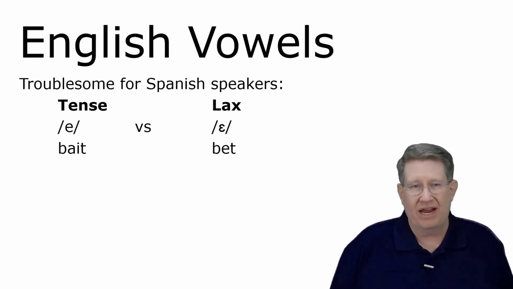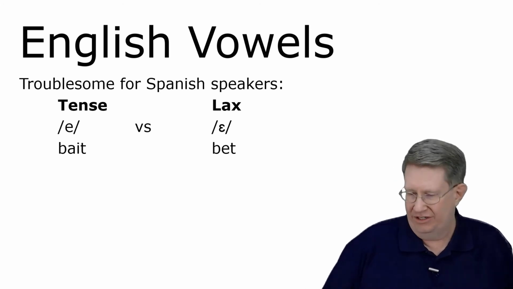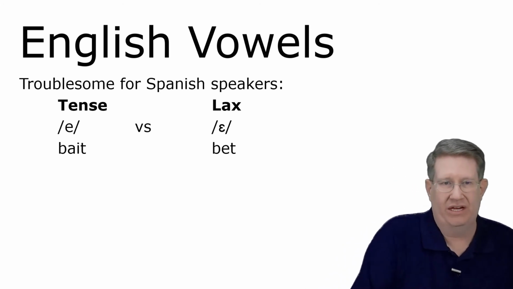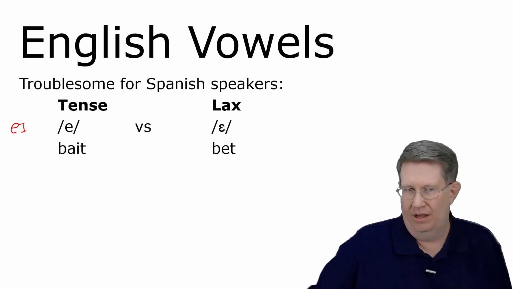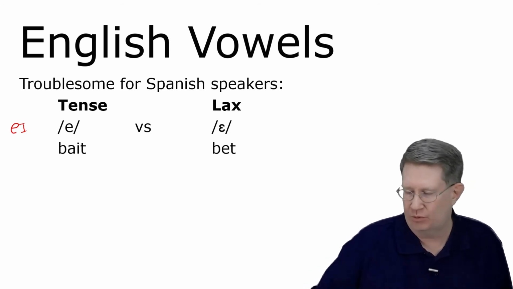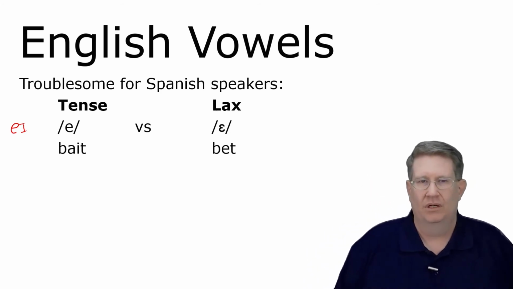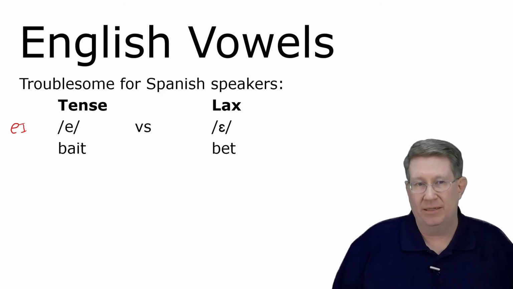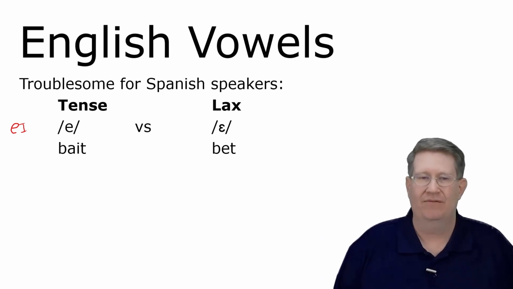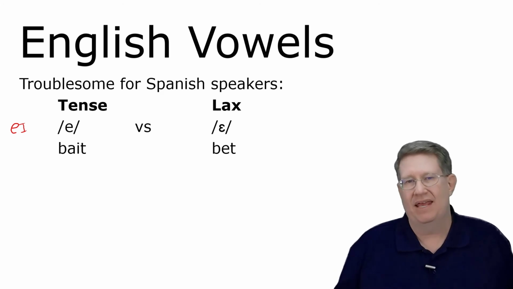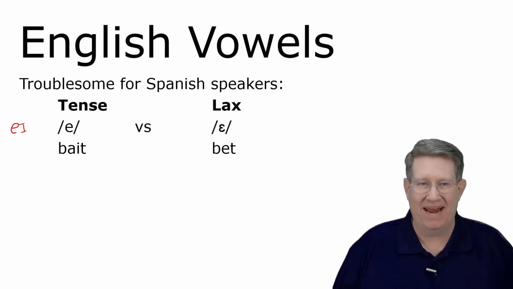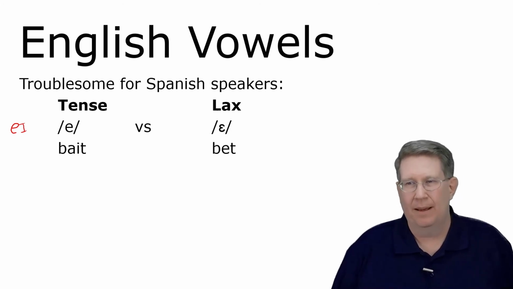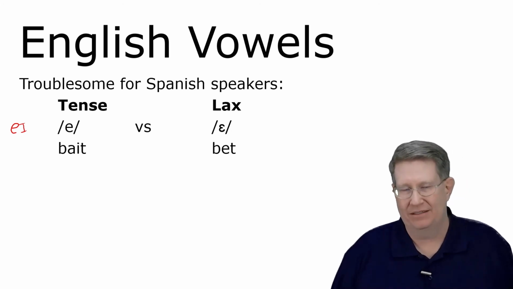So here are some tense and lax vowel pairs that are troublesome for Spanish speakers. We'll start on the left side. And I should say, a lot of sites will write this vowel with two symbols instead of just one. So looking at the symbol on the left, I say A for bait. And then the one on the right, I say E for bet. So bait, bet. Bait, bet.